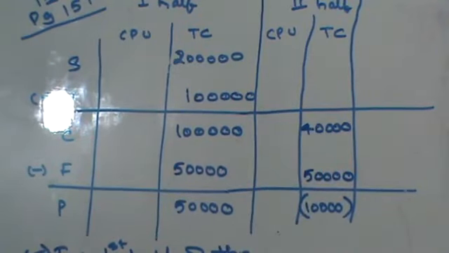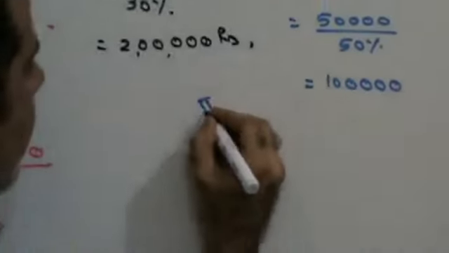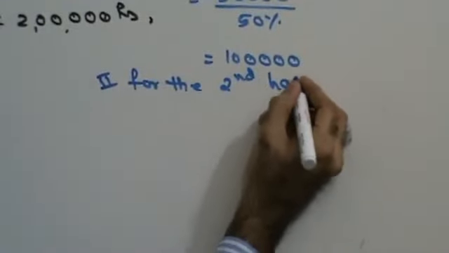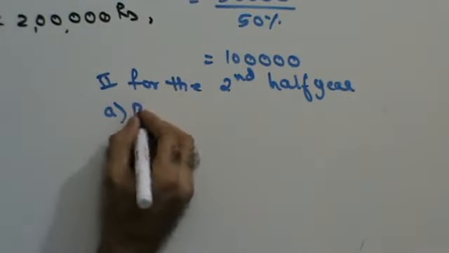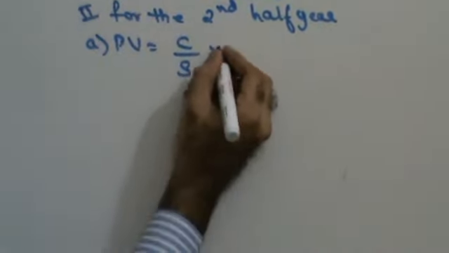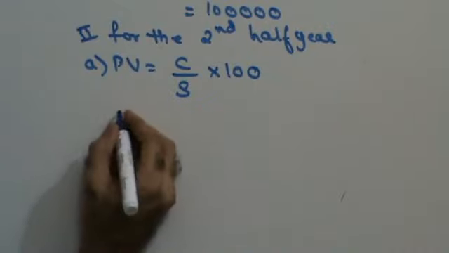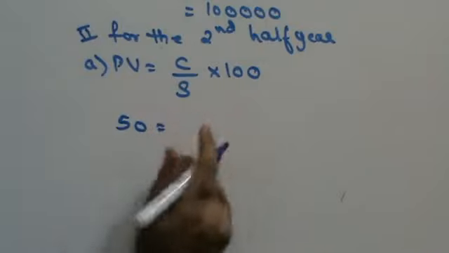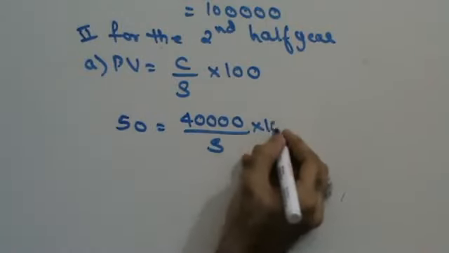Let's see for the second half. Now, PV is C upon S into 100. People, PV does not change. We have already found out the PV to be 50%. So PV will remain the same. C, we just found out the contribution from the table to be 40,000 upon S into 100.